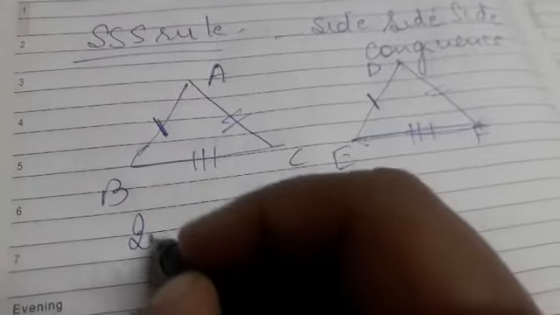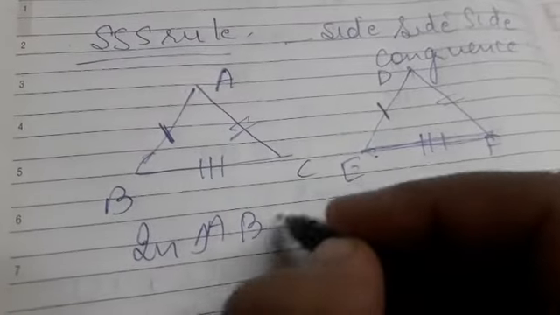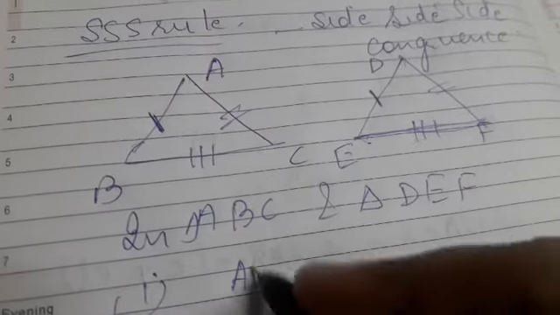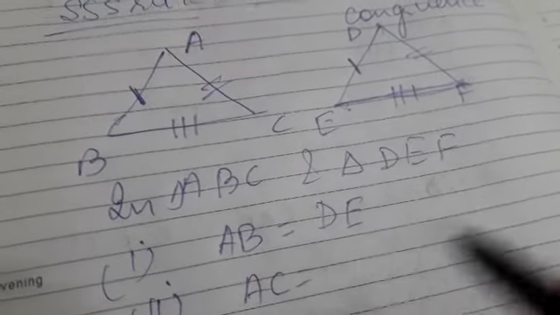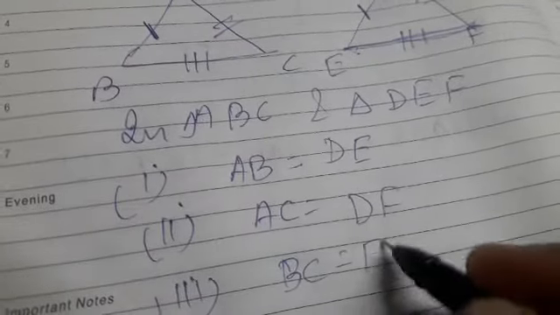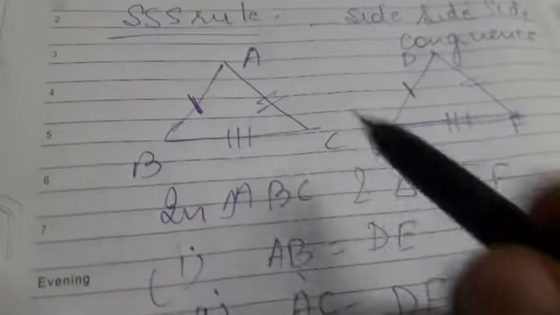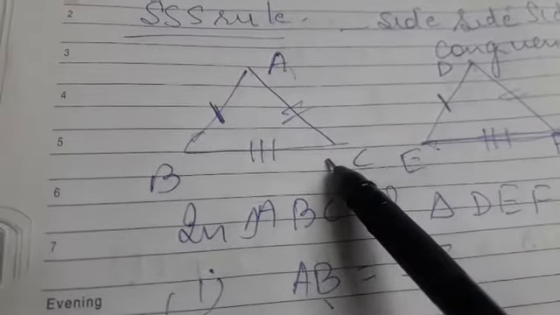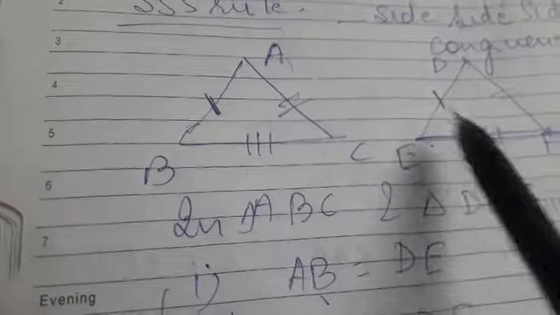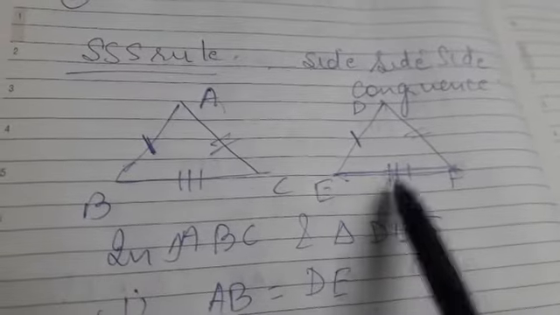So when we have to prove the SSS rule or the criterion, we can write in triangles ABC and triangle DEF, number one, AB is equal to DE, number two, AC is equal to DF, and the third part is BC is equal to EF, right? So we can write that when the three sides of one triangle are equal to the corresponding sides of another triangle, then the triangles are congruent by SSS criterion.